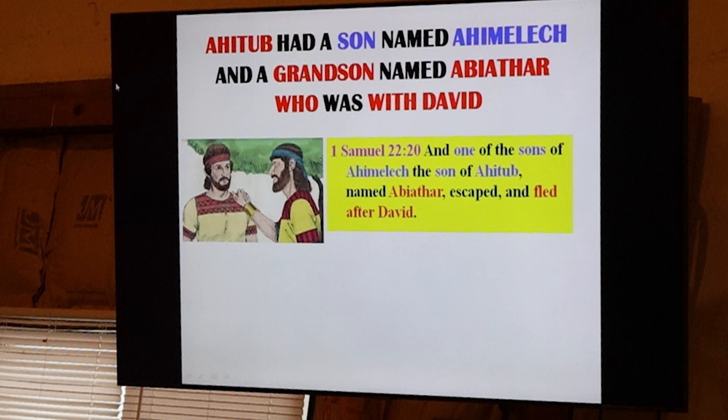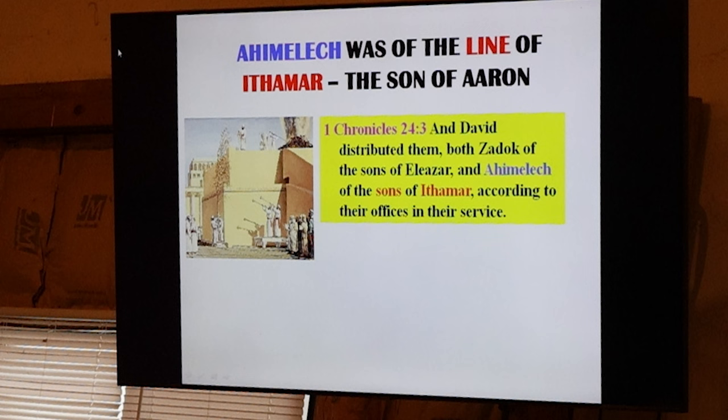So I'm just showing you that Abiathar is of the line of Eli, who is of the line of Ithamar, not of the line of Eleazar. And Abiathar, of the line of Eli, of the line of Ithamar, is a priest in the days of David. And so we are told in 2 Chronicles 24, verse 3, that Ahimelech was of the sons of Ithamar.